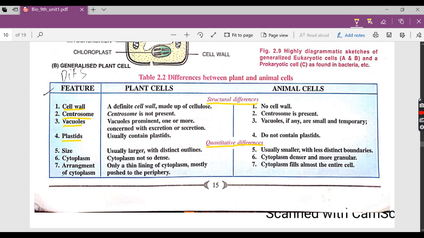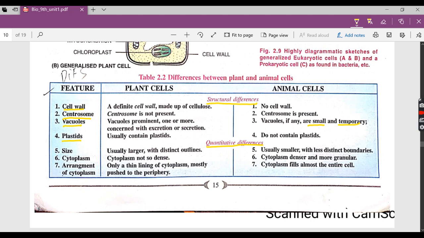Plant cells have a cell wall while animal cells don't. Similarly for vacuoles and plastids, which are found in plant cells but not in animal cells. Vacuoles may be found in animal cells but they are small and temporary. On the other hand, centrosome is not present in plant cells but it is found in animal cells.